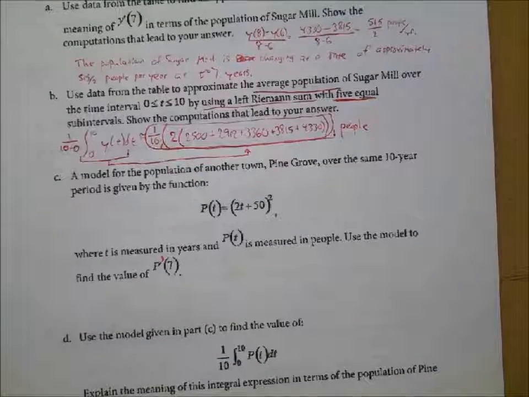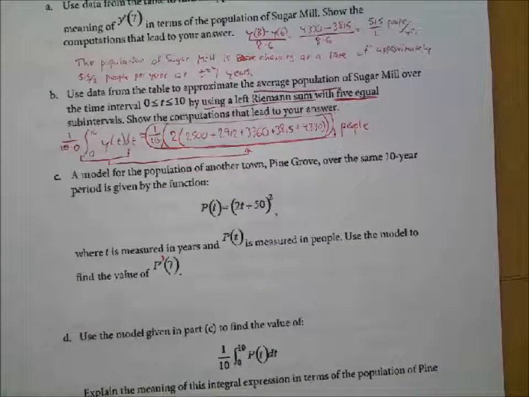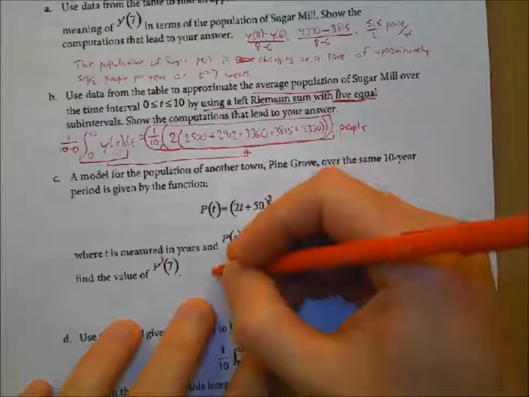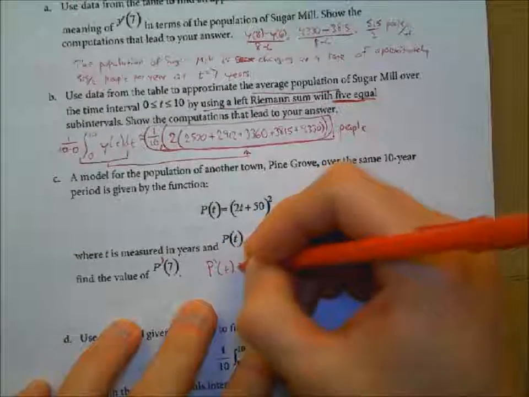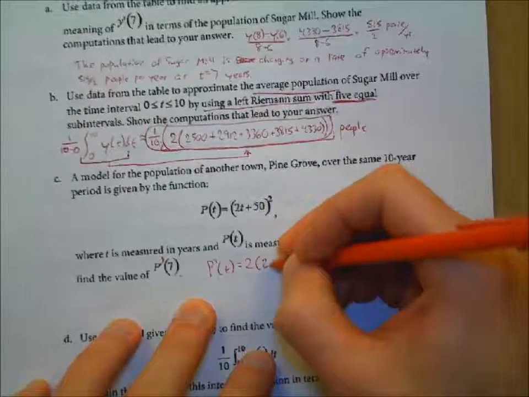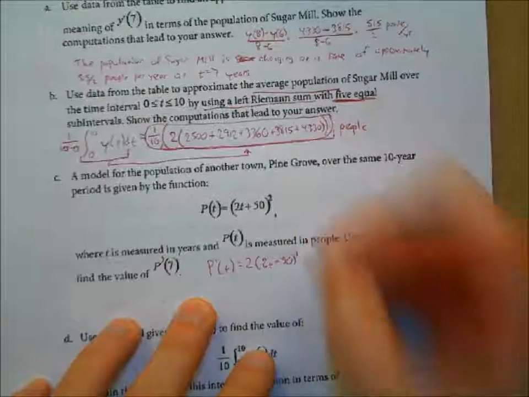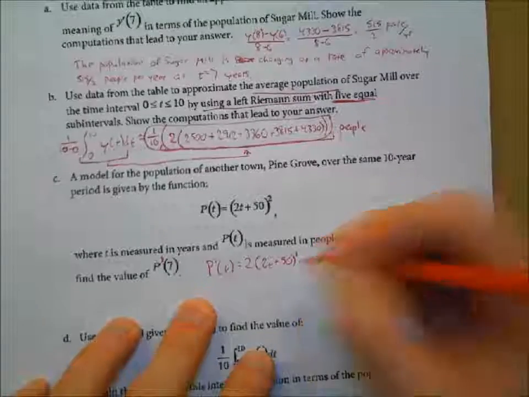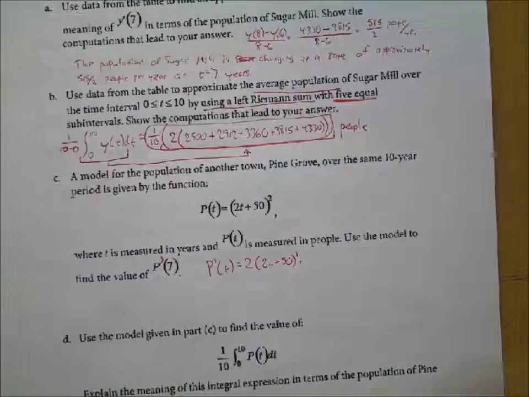Okay? Again, this function probably is not calculator active. We can use our calculators, of course, but let's go ahead and do it without a calculator. So we'll find P prime of t. By the chain rule, that 2 is going to come out front, and the new power will be 1 times what? The derivative of what's inside, which is just a 2.